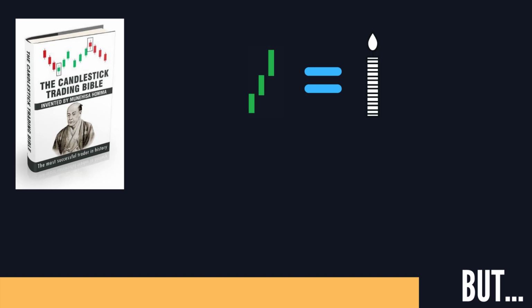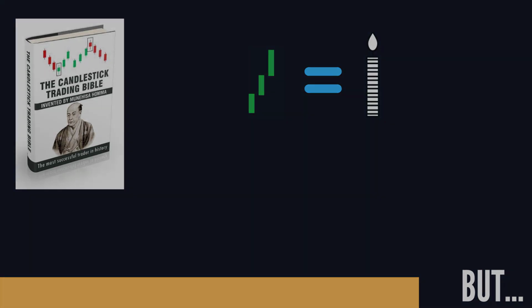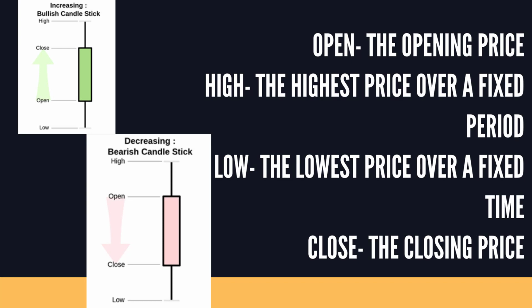Well, every candlestick has 4 data points. Here we have in this slide the 4 data points: open, the opening price; high, the highest price over a fixed period; low, the lowest price over a fixed time; and close, the closing price. As you can see clearly here, we have examples of both a bullish and a bearish candle. You can see in the picture where the open was in a bullish candle, and then the close, and here we also have the low and the high, which are like the shadows.